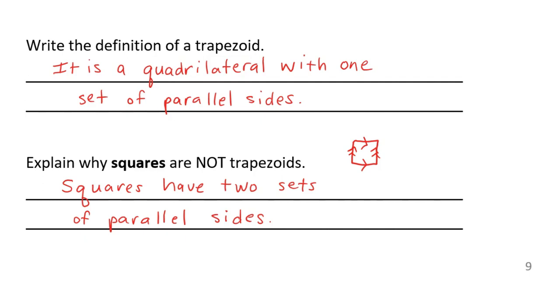And this is just another example of how students can use the attributes of quadrilaterals to help decide the subsets of quadrilaterals and which shapes would fall into those categories.